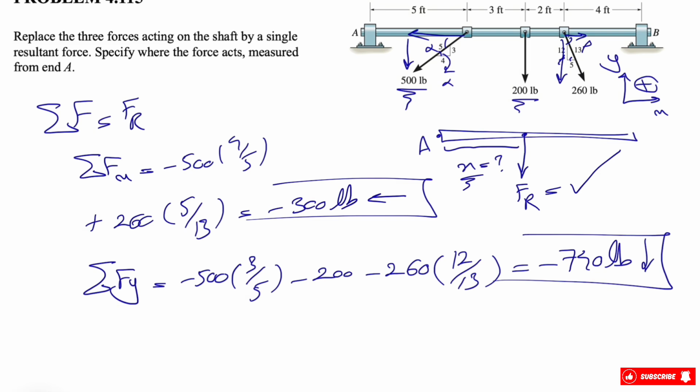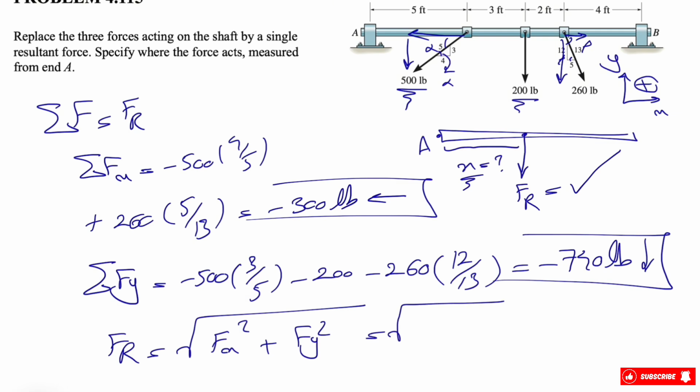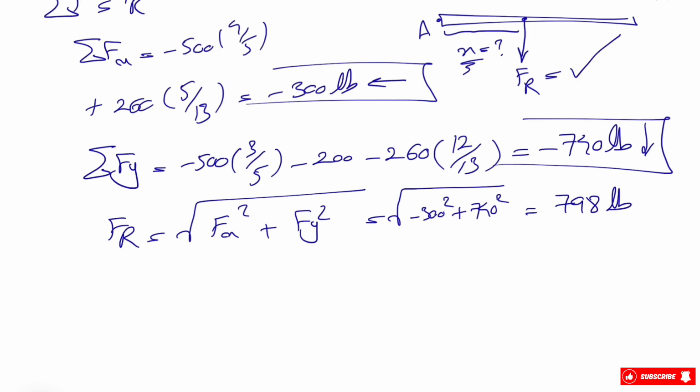So if we want to find the Fr that we were looking for, we'll have the square root of Fx squared plus Fy squared, and we'll have minus 300 squared plus minus 740 squared, and this would give us 798 pounds. And if we want to find the angle, so basically this was our Fx, which was minus 300, and this will be our Fy, which is minus 740. So this will be our Fr.